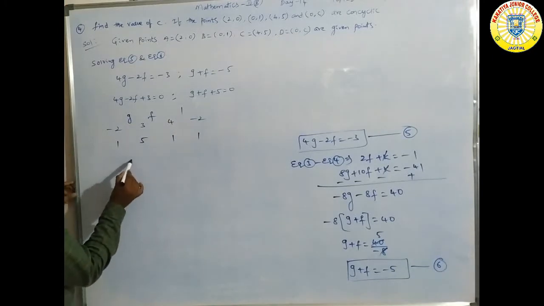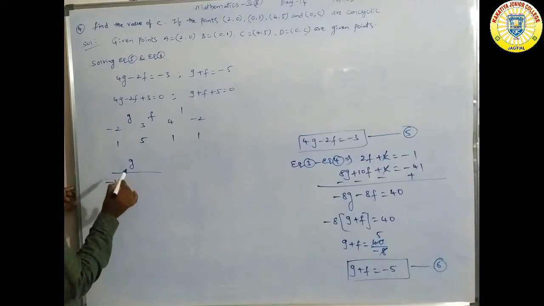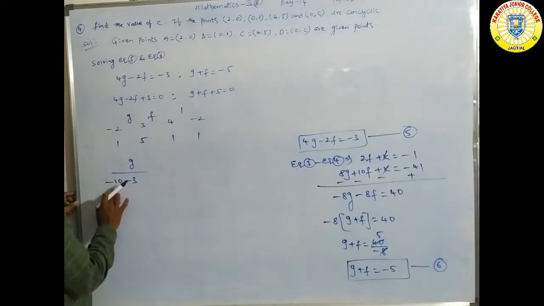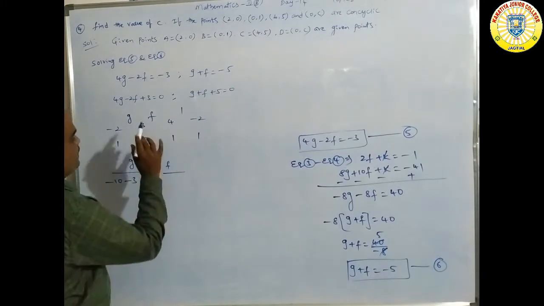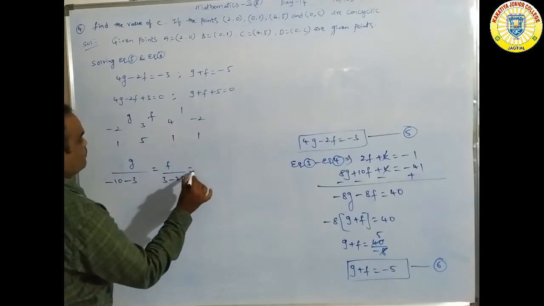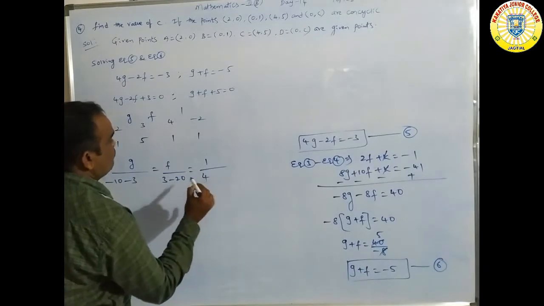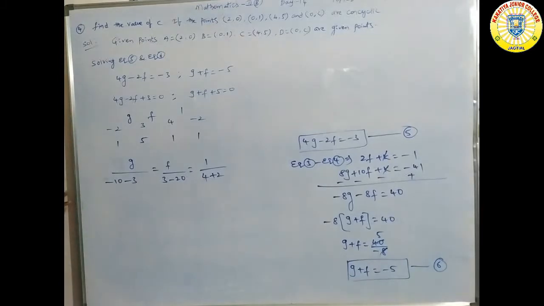Here g by minus 2 into 5, what is the value? Minus 10. 3 into 1, 3. Is equal to f by 3 into 1, 3. 4 into 5, 20, is equal to 1 by 4 into 1, 4, minus 2 into 1, minus 2, minus 2 plus 2.